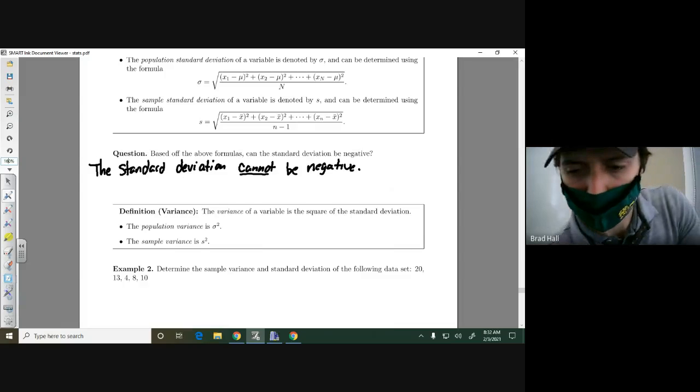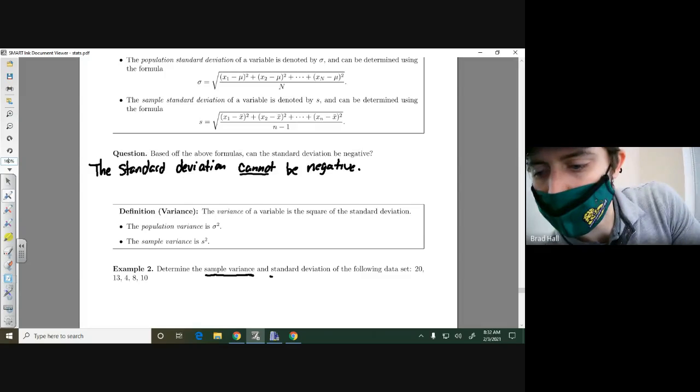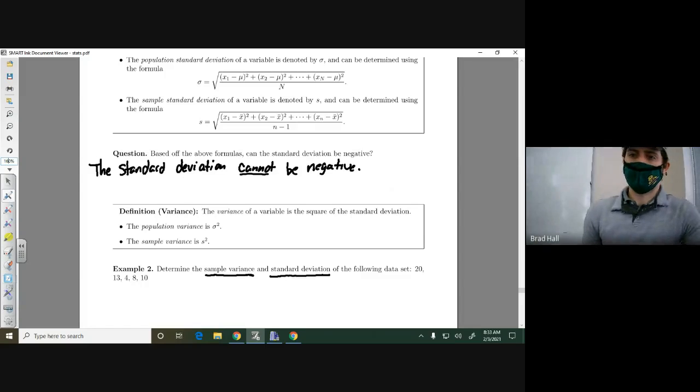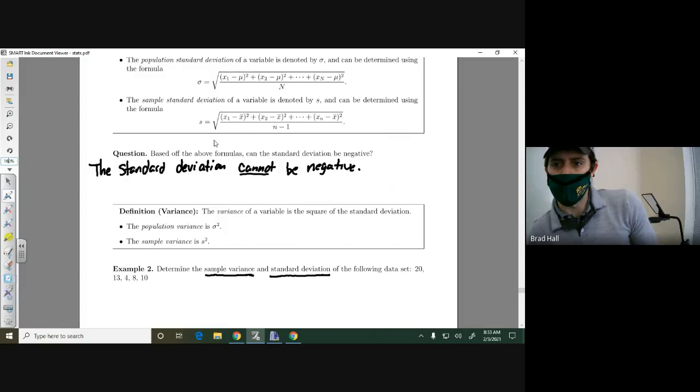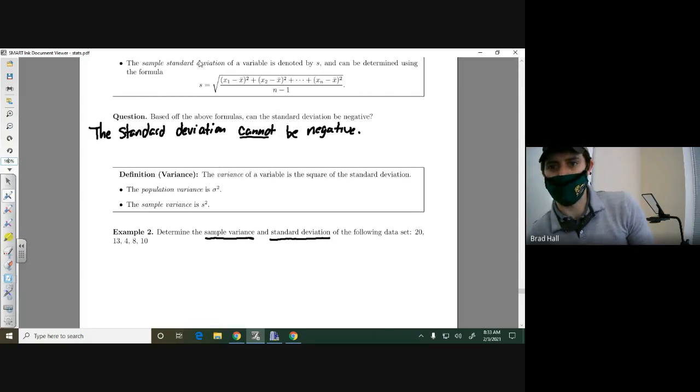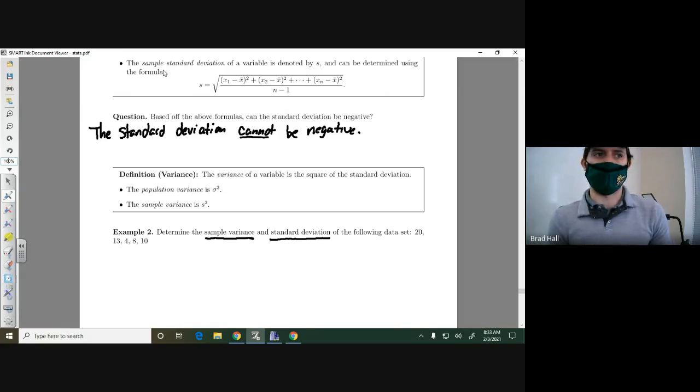Okay, let's try it again. The sample variance and standard deviation of the following data set. And they give us 5 data points. So I'm going to scroll down to where the sample standard deviation is on top. We're going to be using that formula for the sample standard deviation.